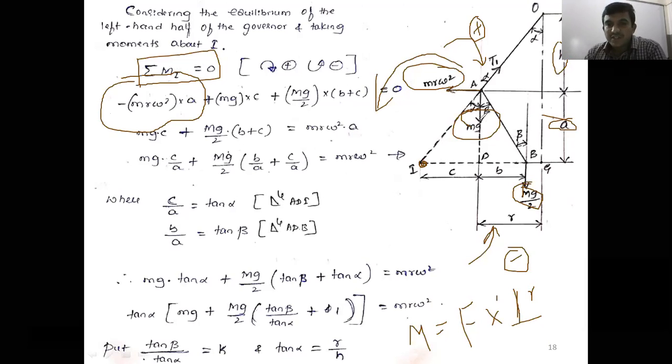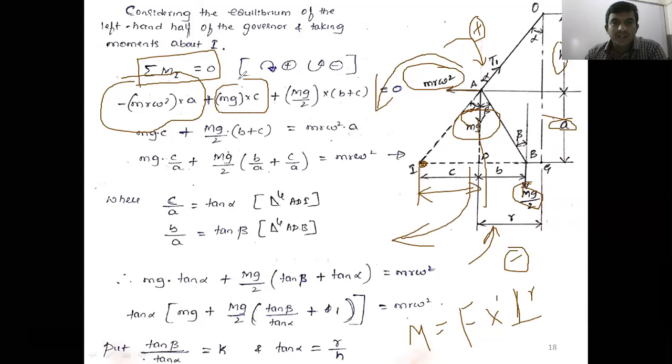And the second force is mg. Mg is acting vertically downward. What is the perpendicular distance here? It is c, right? Mg into c produces what type of moment? A clockwise moment about point I. It is force mg into perpendicular distance c, that gives the moment. That produces a clockwise moment, so you get a plus symbol.